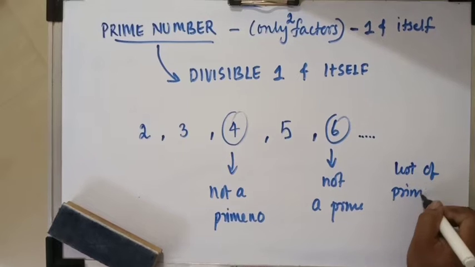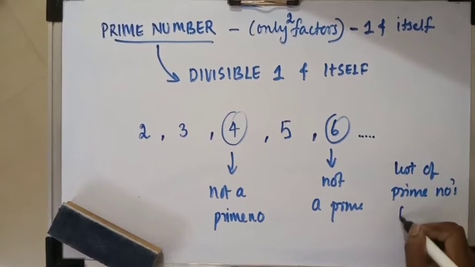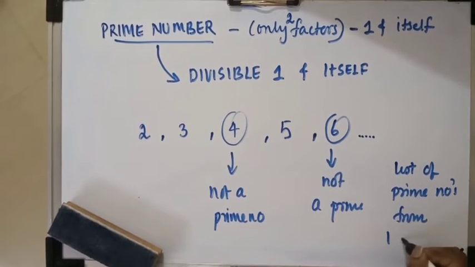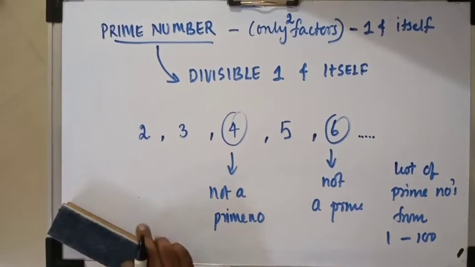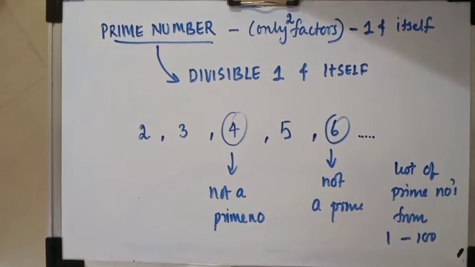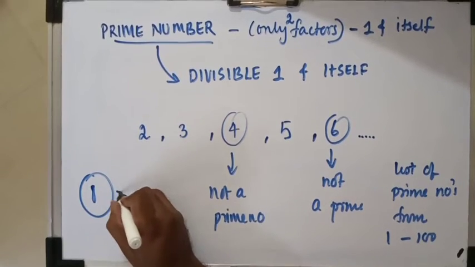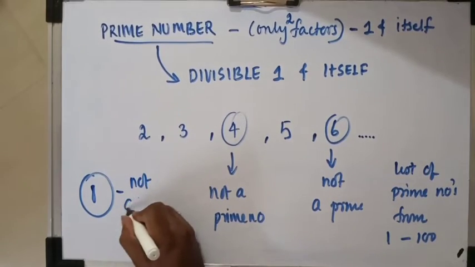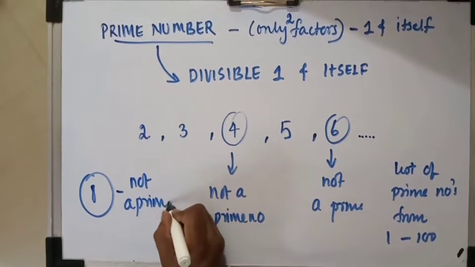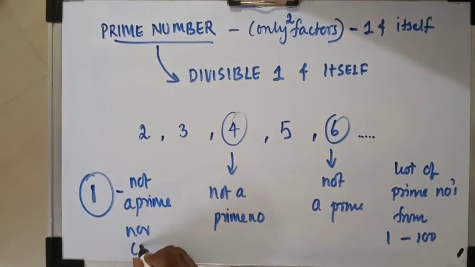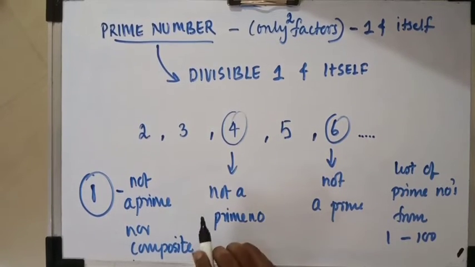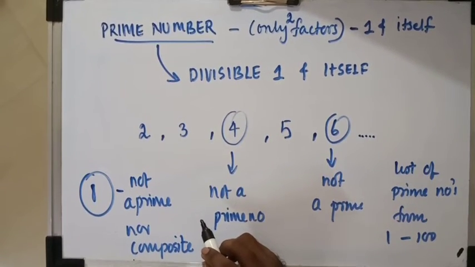List of prime numbers from 1 to 100. Okay, children? Now, is 1 a prime number? No. 1 goes in the table of 1 and itself, but 1 is not a prime number. It is neither prime nor composite. This is the speciality of 1. It is not prime, nor is it composite.